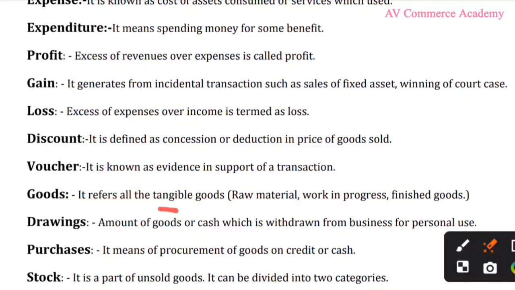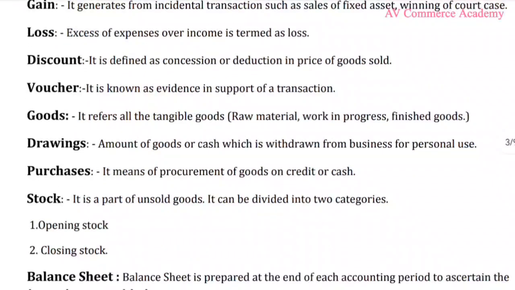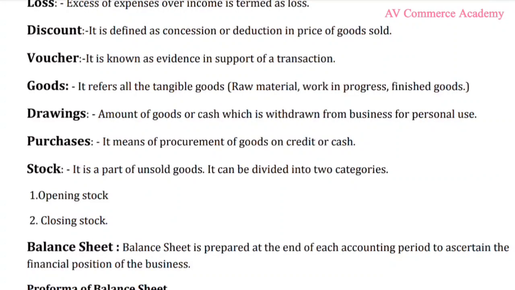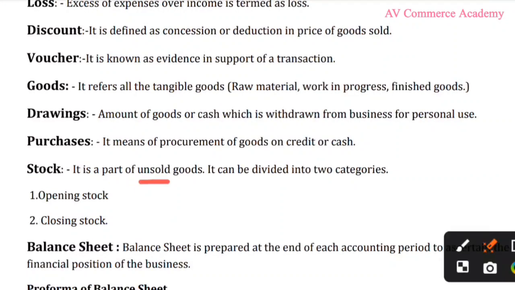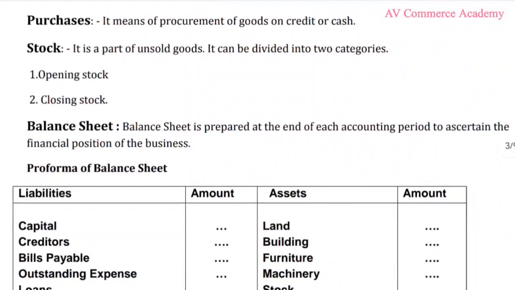Next is goods, which means raw material, work in progress, and finished goods. Drawing means use for personal purposes from the business. And next we know about purchase. Purchase is nothing but buying products. And next is stock. Stock is nothing but the goods we have for selling, or unsold goods, and we call that stock. And next is opening stock, and the other way, closing stock. Here it is the balance sheet.